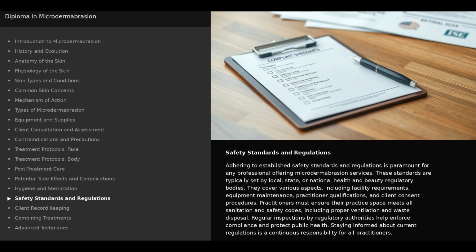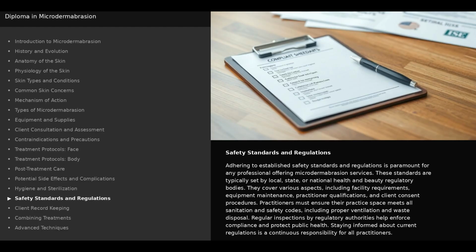Safety standards and regulations. Adhering to established safety standards and regulations is paramount for any professional offering microdermabrasion services. These standards are typically set by local, state, or national health and beauty regulatory bodies. They cover various aspects, including facility requirements, equipment maintenance, practitioner qualifications, and client consent procedures.